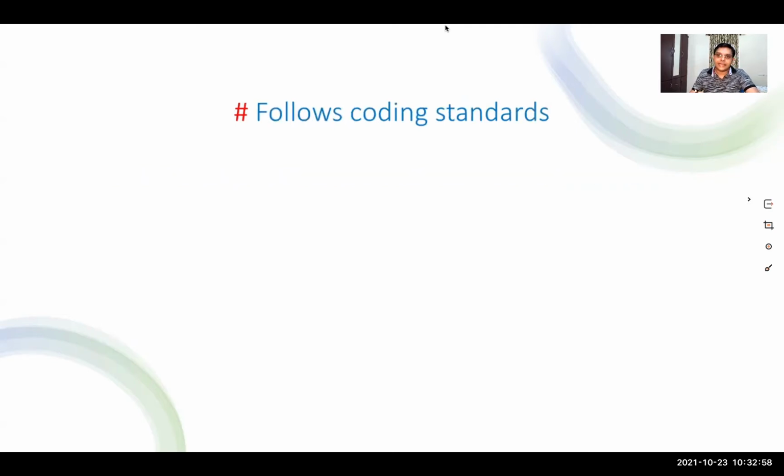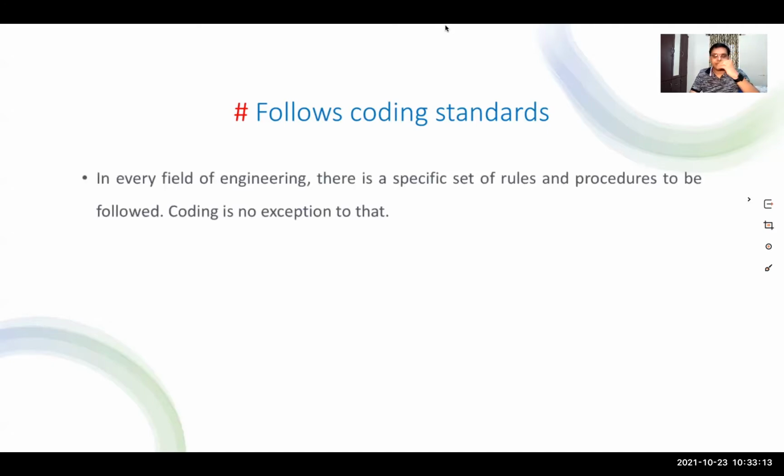Okay, and the second characteristic is that it follows the coding standards. We will come into detail about what the coding standards are, what standards we need to follow when we are coding. So it should be following coding standards also. If you look into every field of engineering, there is a specific set of rules and procedures to be followed. We may sometimes call them SOPs.